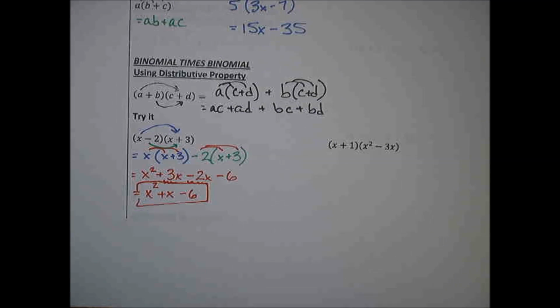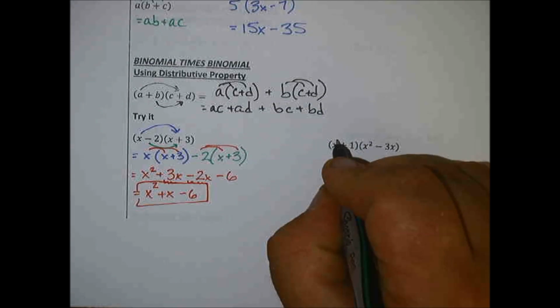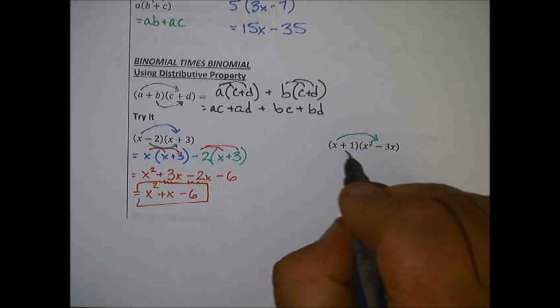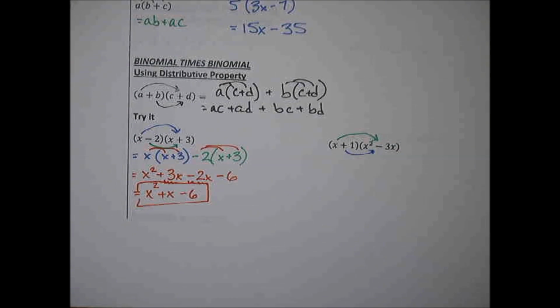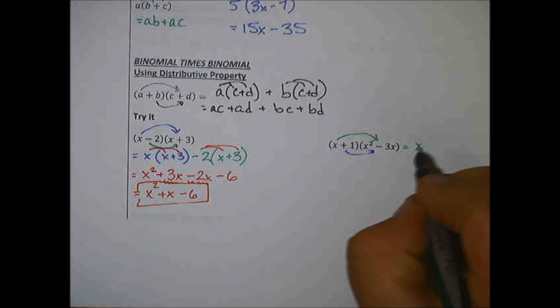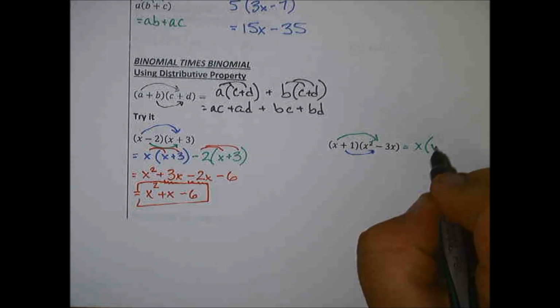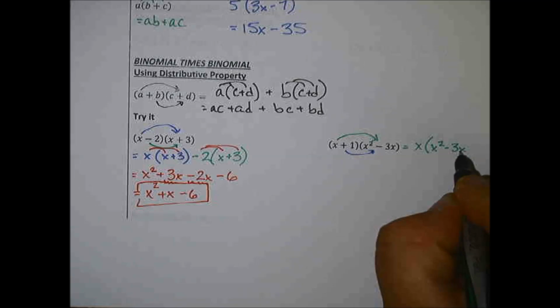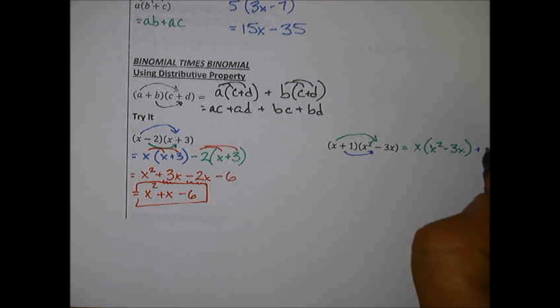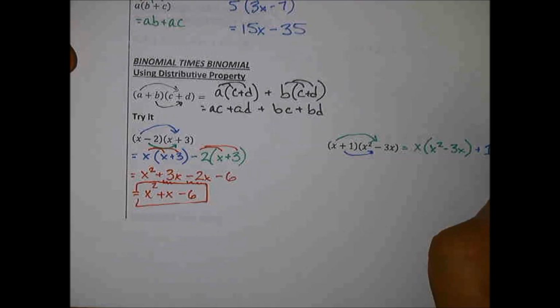Okay, welcome back. Hopefully you had a chance to get that done. I'm going to multiply the x by the whole thing, and then I'm going to multiply the 1 by the whole thing. And you're going to find that multiplying by 1 is always nice. So we have x times x squared minus 3x, and then plus 1 times x squared minus 3x.